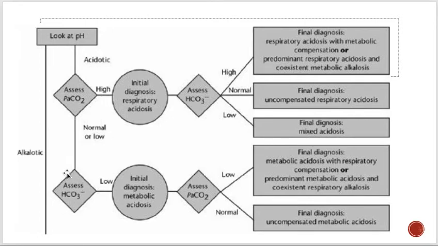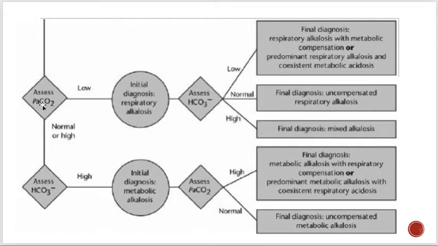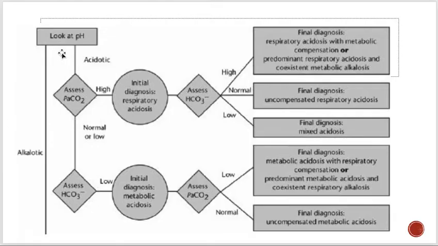Metabolic acidosis. And if the pH is alkaline and you check the bicarbonate and you found it is high, so it is what? It is metabolic alkalosis. So simply, guys, the thing is not so hard, rather simple. Look at the pH, either it's acidotic or alkalotic. If it is acidotic, assess the carbon dioxide. If it is high, it is respiratory acidosis. If it is normal or low, then assess bicarbonate. So if the bicarbonates are low, then it is metabolic acidosis.